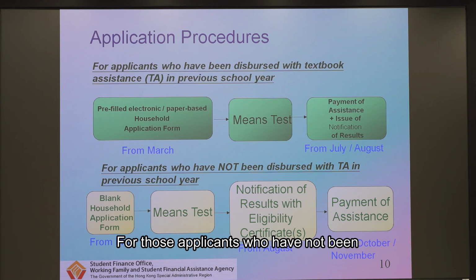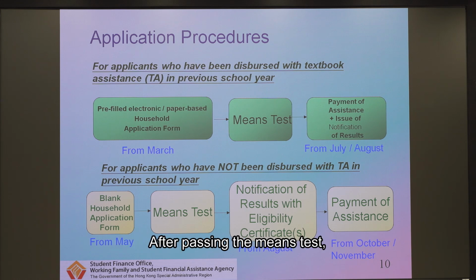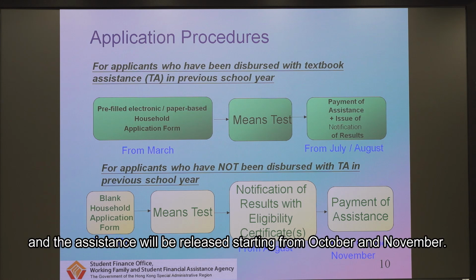For those applicants who have not been disbursed with textbook allowance in the previous school years, they can apply using a blank application form starting from May. After passing the means test, the results will be sent to applicants in August, and the assistance will be released starting from October and November.